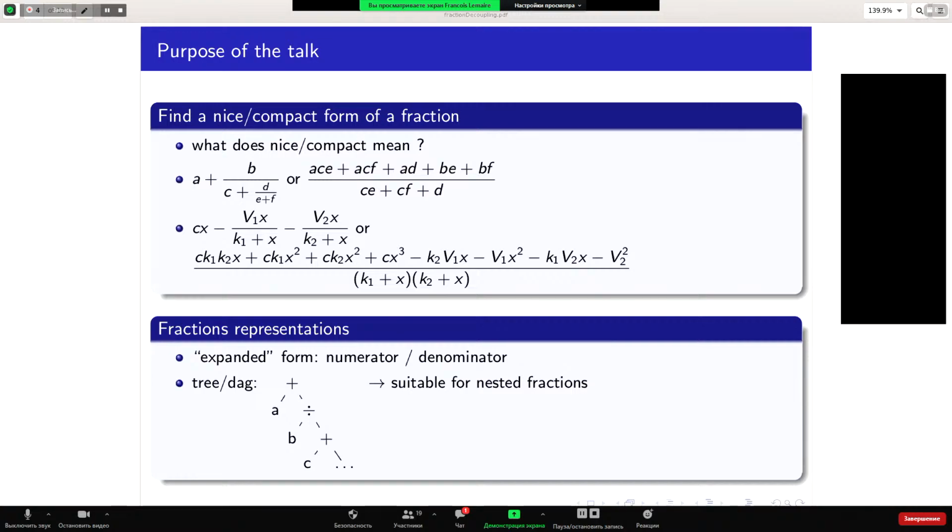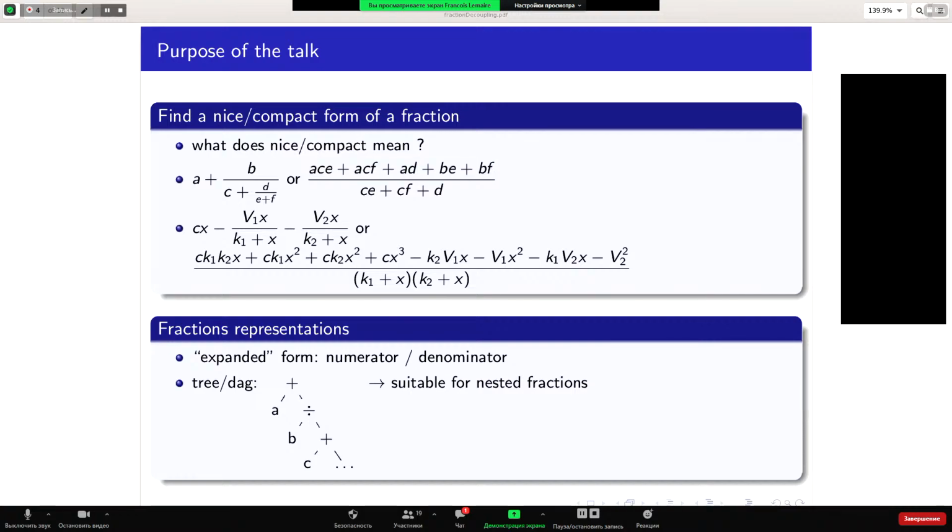For example, if you consider this fraction on the left, which is a nested fraction because you have a fraction in the denominator, I guess you would say it looks better than the expanded form, which is this one.